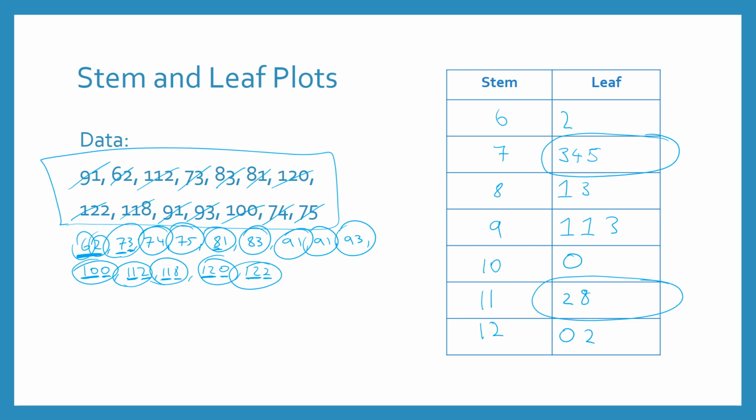So this is what our final stem and leaf plot is going to look like. Obviously in this column you have 3, 4, 5. In this column you have 2 and 8. Can you tell me what this value here represents?